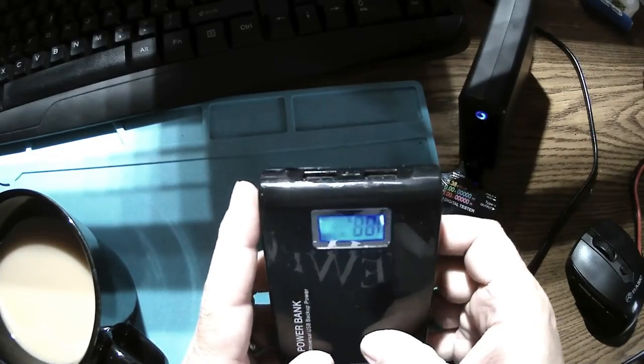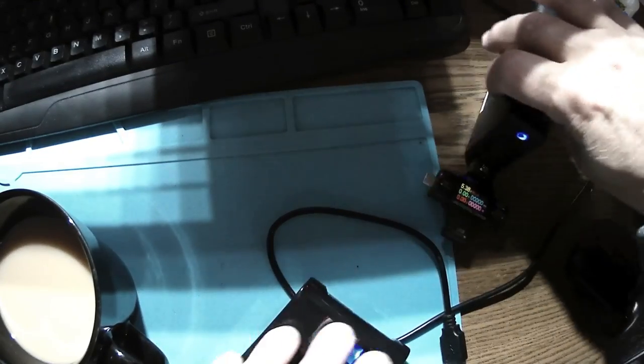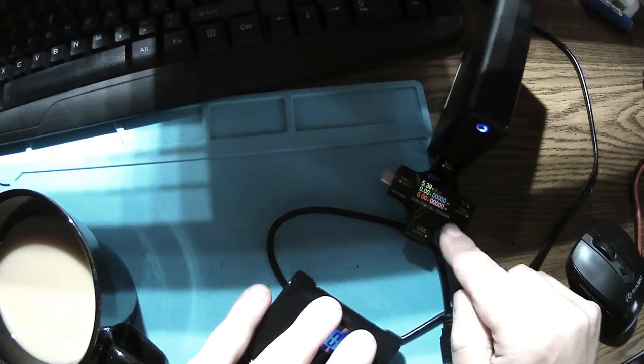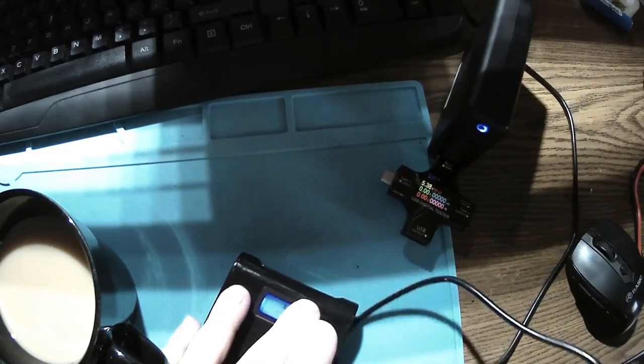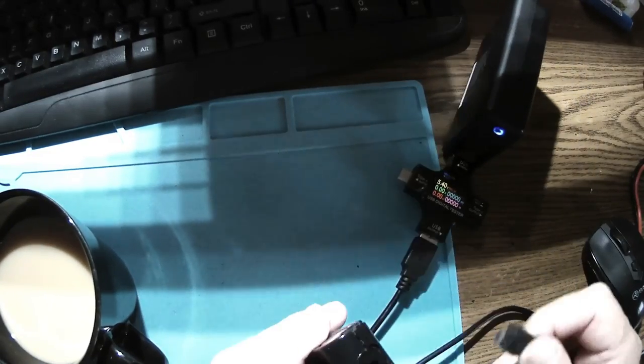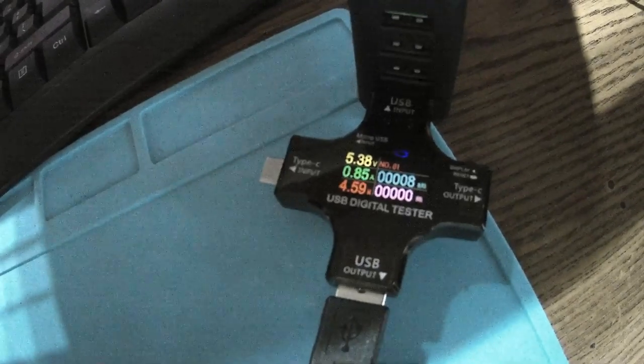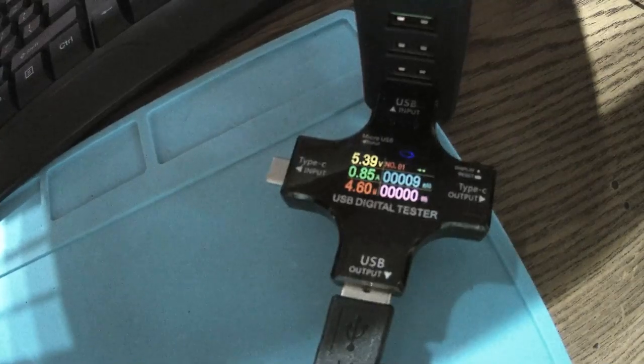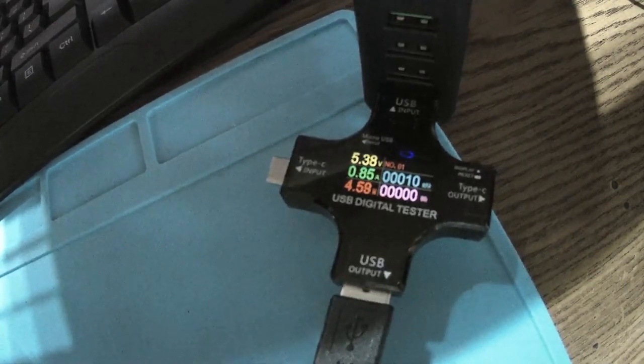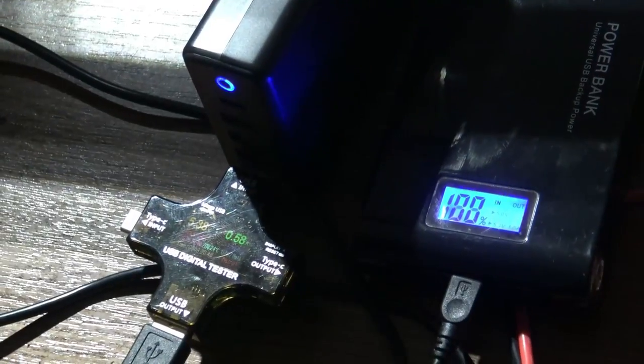Okay, so here we are, the battery is totally depleted. 0% here, and I have this counter, so we can see very clearly how much energy is getting into this pack. And yes, it's charging with around 870 milliamps. Nice. Okay, so here we are after 8 hours and 20 minutes or something. The battery is fully charged.